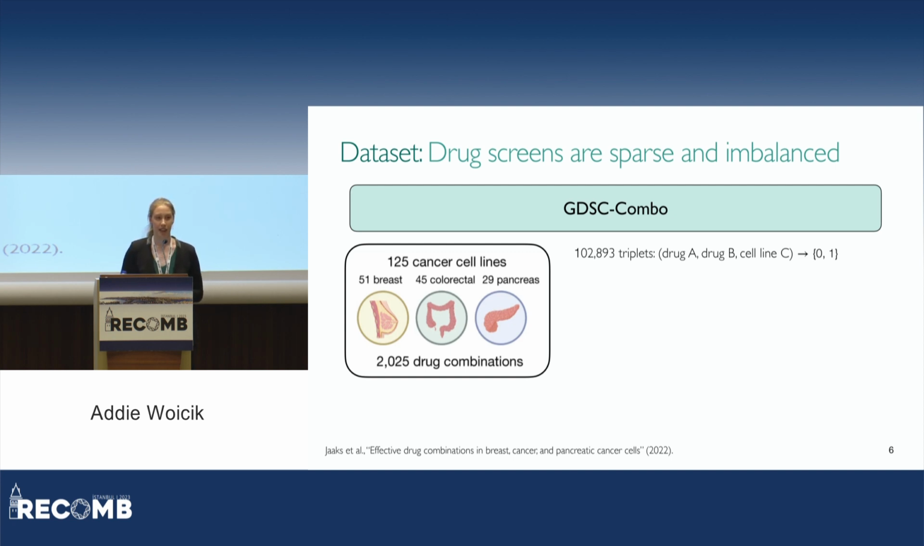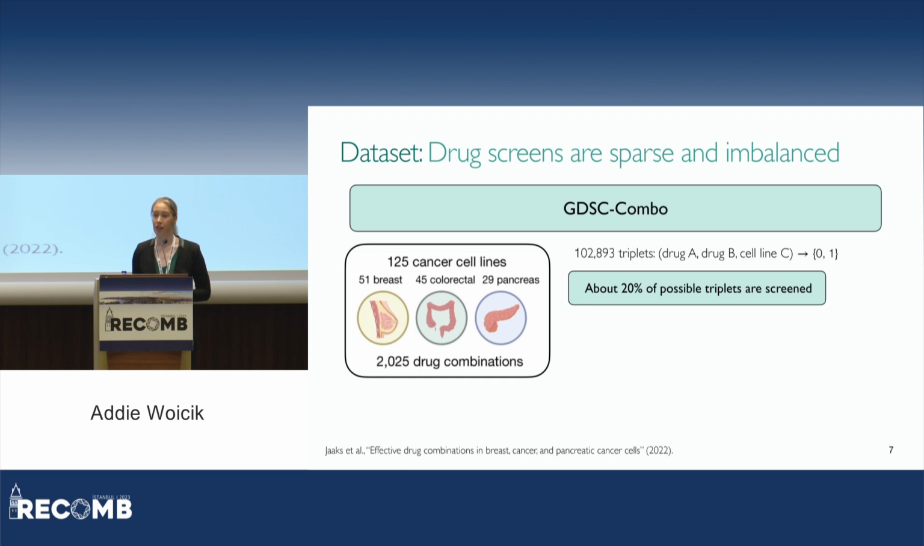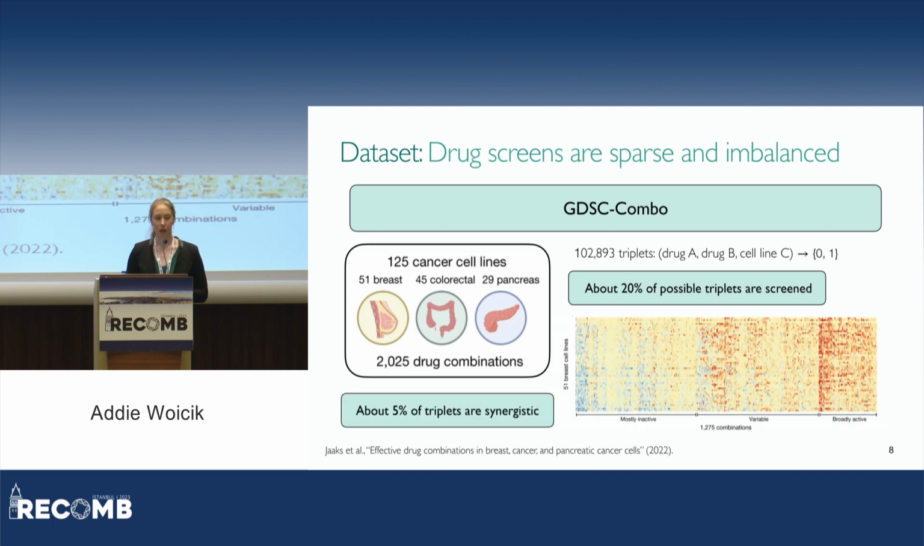In total, the dataset contains slightly over 100,000 triplets, where a triplet contains two drugs and the cell line they're applied to, and each triplet is then associated with a binary synergy label. So the first thing I want to point out here is that only about 20% of the possible triplets are screened, where here I've already restricted possible to be the drugs and cell lines that are measured at least once in the dataset. Then of the triplets that are measured, only about 5% of them are synergistic.